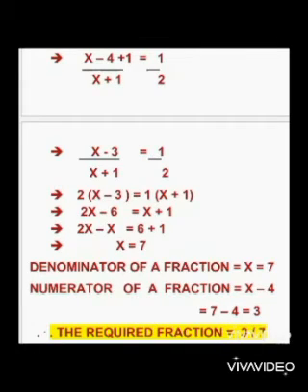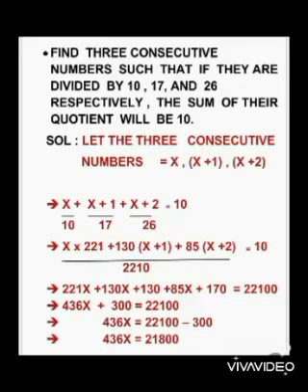Okay children, let us move to the next sum. Find three consecutive numbers such that if they are divided by 10, 17 and 26 respectively, the sum of their quotients will be 10. Okay. So what are the three consecutive numbers? Let us consider them as x, x plus 1 and x plus 2.